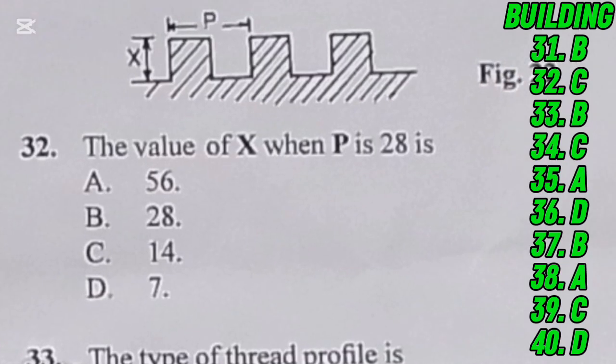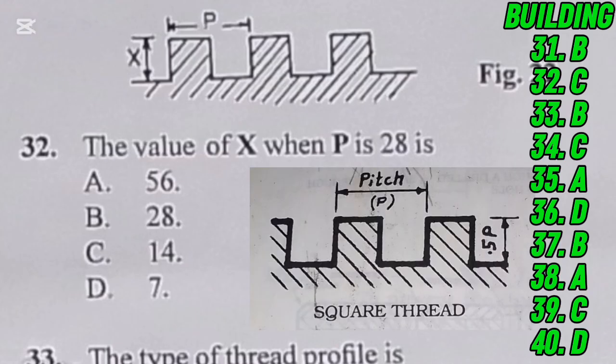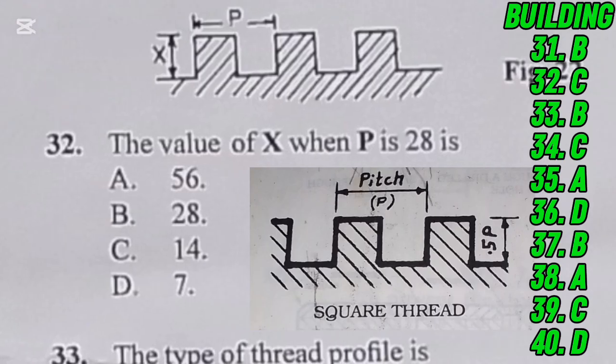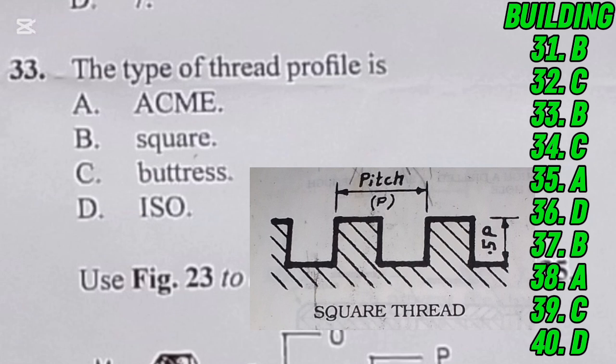Let me show you a picture of that now. There is a way we get the value of x here. The value of x here is always 0.5 multiplied by the pitch. So when we do that, 0.5 multiplied by the pitch gives us C, which is 14. So 14 is the correct answer, which is C. The type of thread profile is, of course, a square thread.